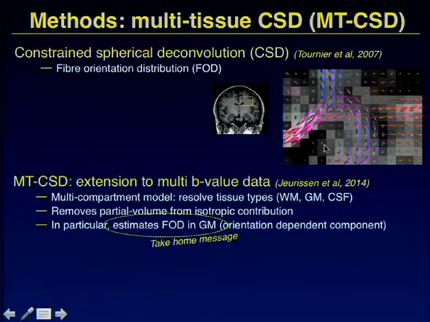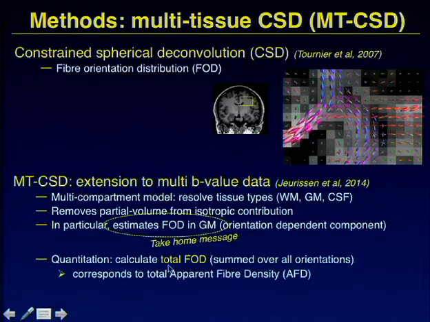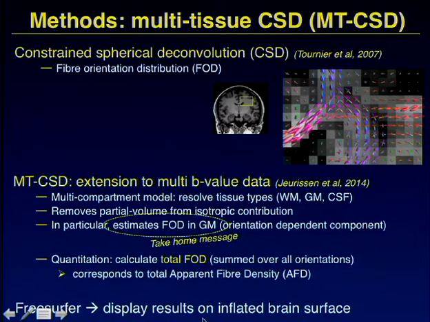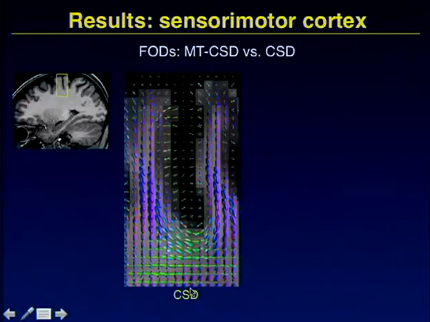Then for quantitation, we calculate the total of these fiber orientations, so we add all the information along all the possible orientations. For those of you who were here last session yesterday afternoon, this is equivalent to the apparent fiber density shown in the previous presentation. And then for display, we use what is standard in this myeloarchitecture field, using FreeSurfer to display things on an inflated brain.